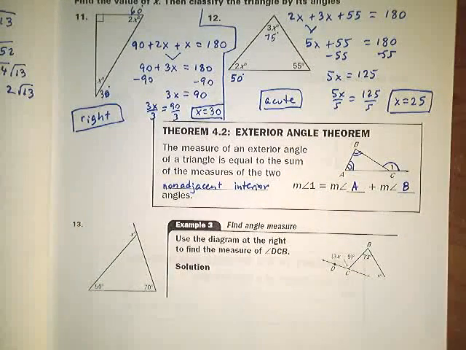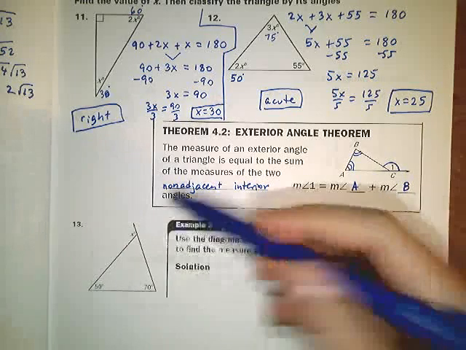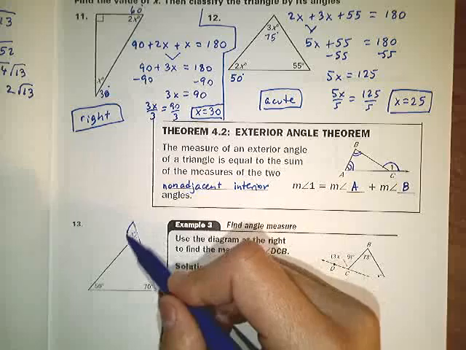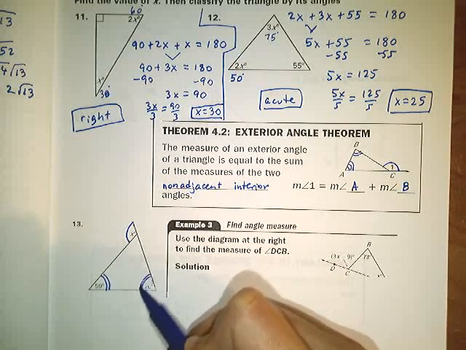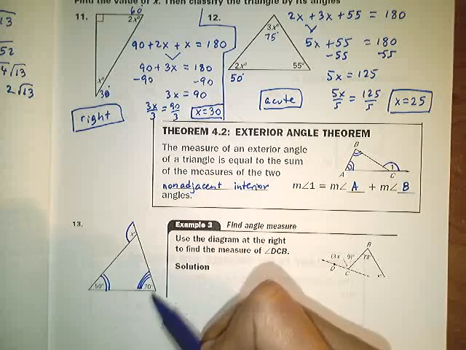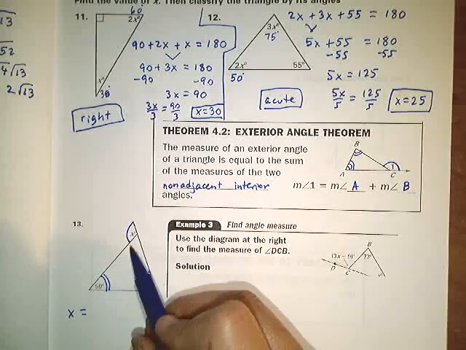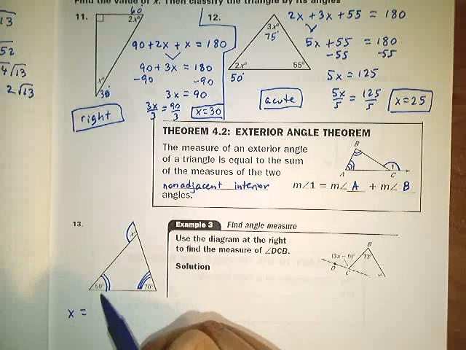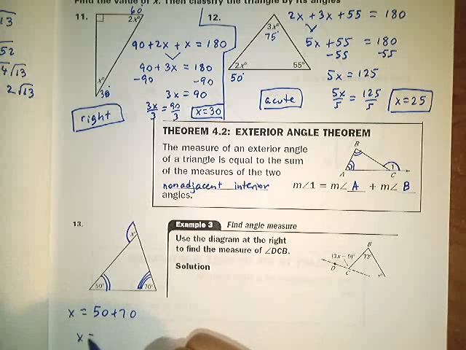So here's an example of how we could use that. Number 13 is an exterior angle, and these two here are interior angles that are farthest away from it. So angle X, the exterior angle, would be the same as the two interior angles farthest away added together. So X equals 120 degrees.